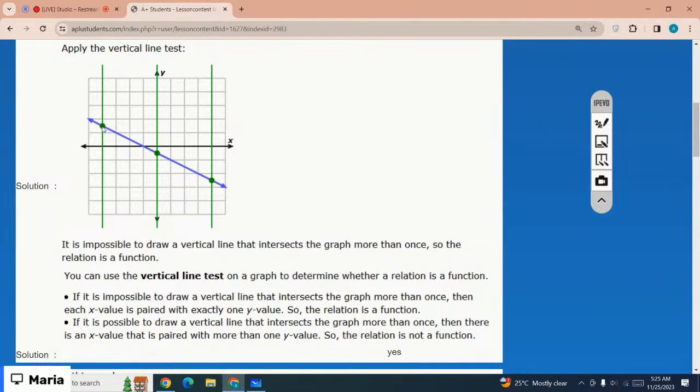If it is possible to draw a vertical line that intersects the graph more than once, then there is an x value that is paired with more than one y value. So the relation is not a function. Let's just start with the test questions.